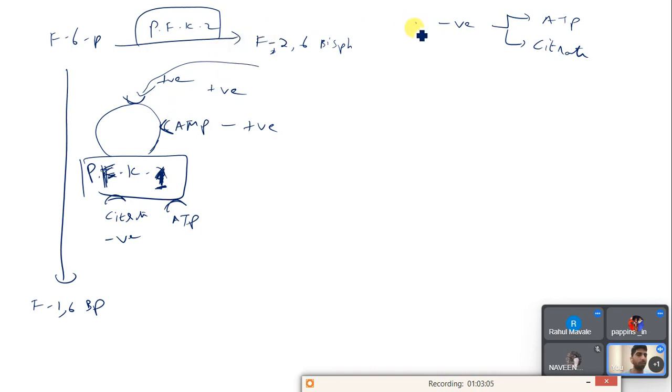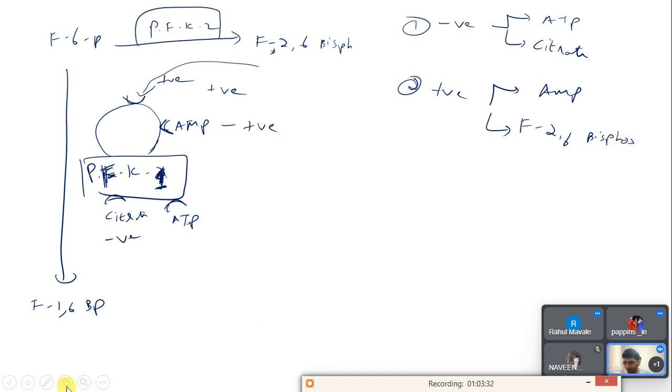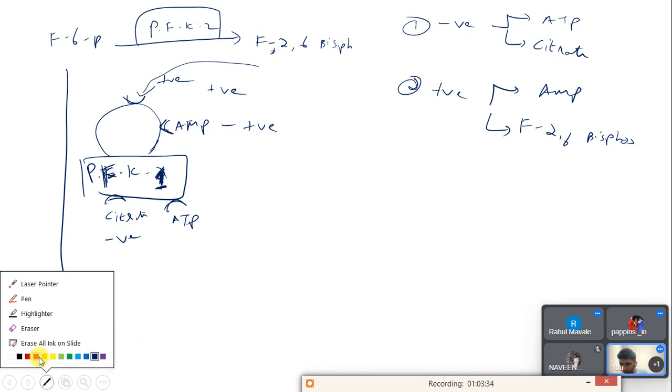So this is the first negative regulator, and the positive regulators are AMP. When all the energy in the cell is utilized, all of it is converted into AMP. It will go and tell the enzyme, okay, convert more. And the second one is fructose 2,6 bisphosphate. Now there are a lot of special things about PFK2.